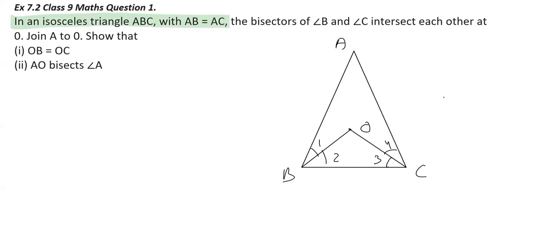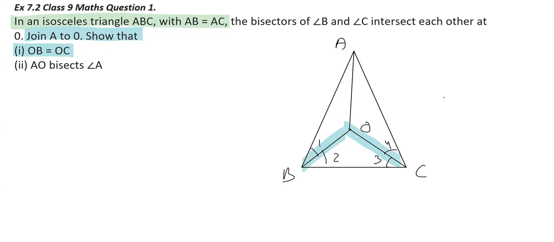It says join OA. So let's join OA. I joined OA, right? And then we have to show that OB is equal to OC. We have to get this length OB is equal to OC.